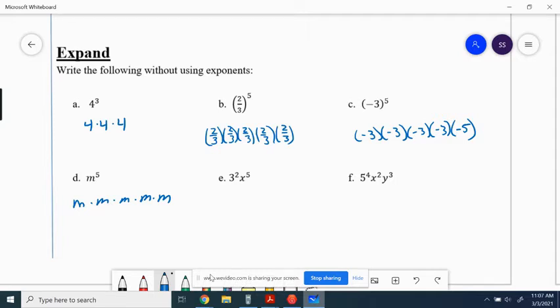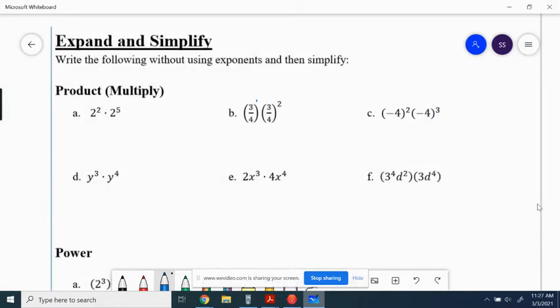E, we have 3 to the 2nd, so that is 3 times 3. And then we have x times x times x times x times x, 1, 2, 3, 4, 5. Last one, 5 to the 4th, x to the 2nd, and y to the 3rd. So that's going to be 5 times 5 times 5 times 5 times x times x, and y times y times y. Pretty easy. Let's move on.